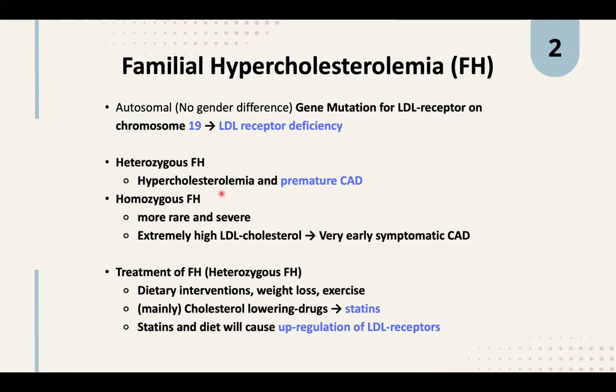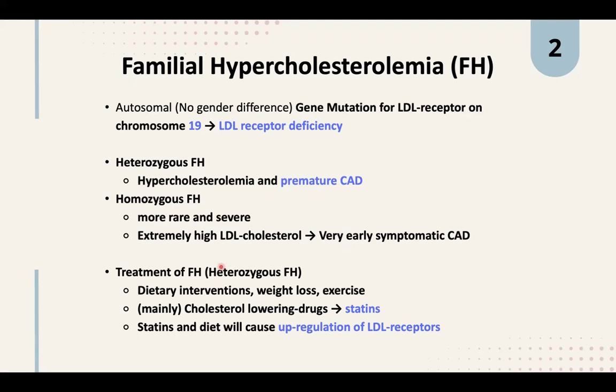Okay, this is compared to the older age, where you would see someone old having a lot of cholesterol. This is pretty common. But if you see someone young having a lot of cholesterol and coronary artery disease, then you might have to think about this. Okay, but homozygous, because it's more severe, has extremely high LDL and very early symptomatic coronary artery disease, even earlier than the heterozygous. But both of them cause early coronary artery disease.